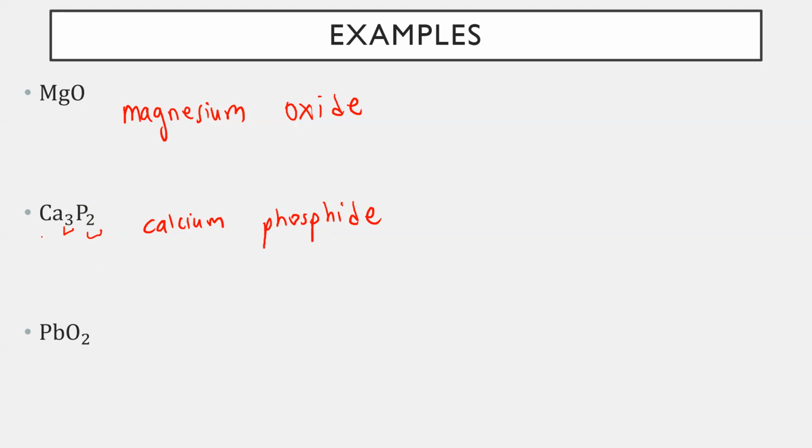And just to go back to that whole math thing about how it has to equal 0, calcium, if you look at your periodic table, has a +2 charge. And phosphorus, if you look at your periodic table, has a -3 charge. Since there's 3 calciums, 3 times +2 is +6. And since there's 2 phosphorus, 2 times -3 is -6. Well, +6 and -6 cancel out to be 0. So this one is actually properly balanced.